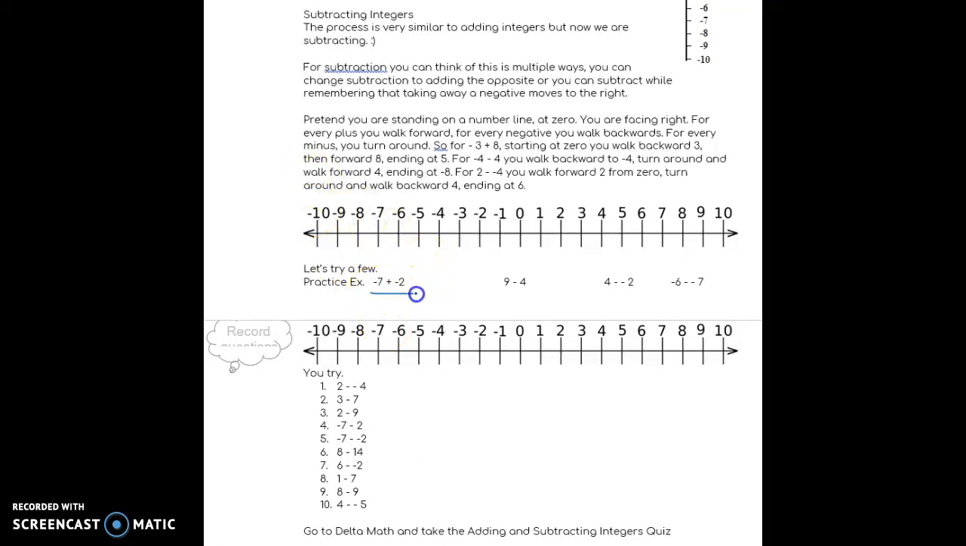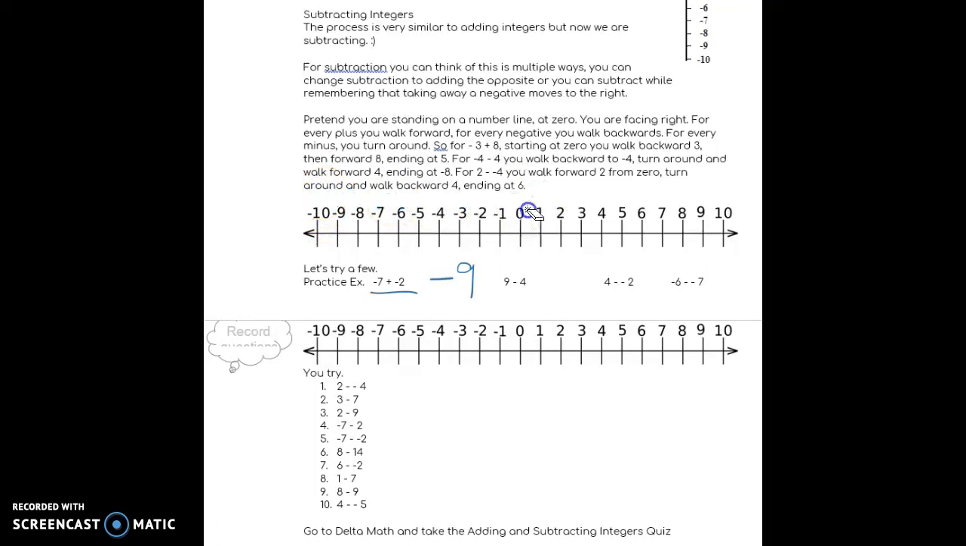All right, so I've got negative 7 plus negative 2. So if I'm standing here at 0, I'm going to go forward 7, right? Or wait, sorry, I'm going to walk backwards 7. 1, 2, 3, 4, 5, 6, 7. I wind up at negative 7. All right, and then plus, so I don't change anything. And then I walk backwards 2 more. If I walk backwards 2 more, I end at, oh wait, negative 9. All right, that was the first example.